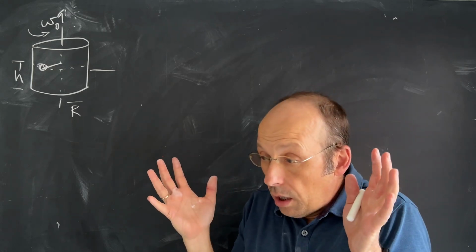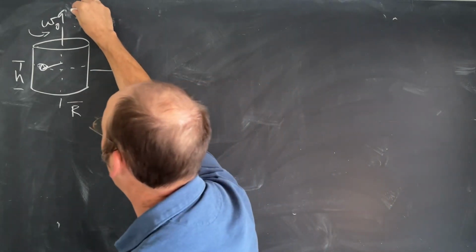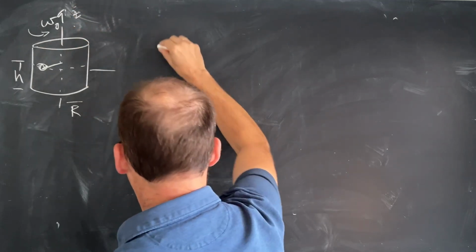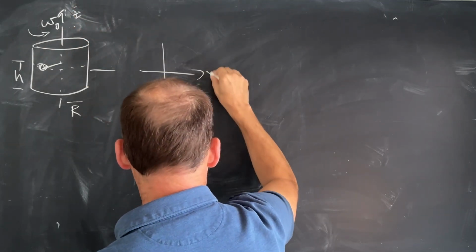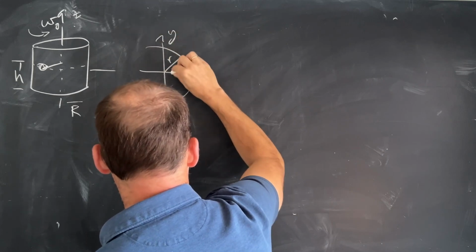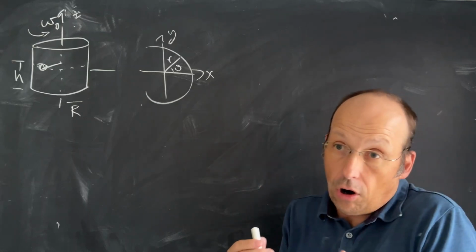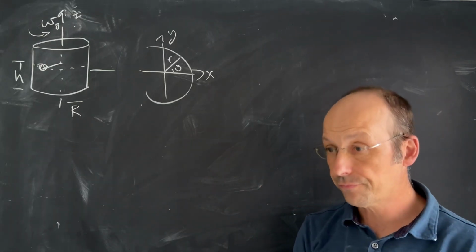Now, we're going to use cylindrical coordinates here. So we'll call this the z direction, and then looking at it from the top, here's x, y, we'll use r and theta to find the location of that. So r, theta, and z are our coordinates.